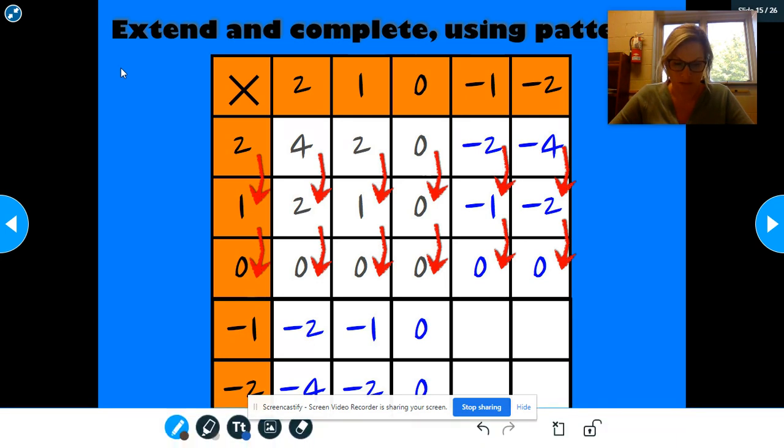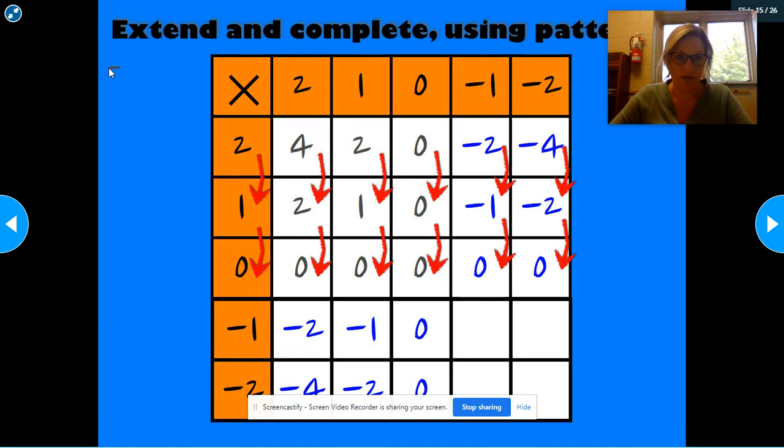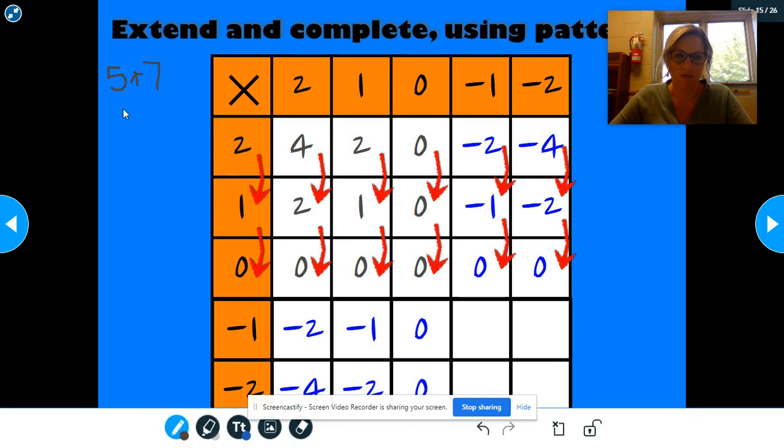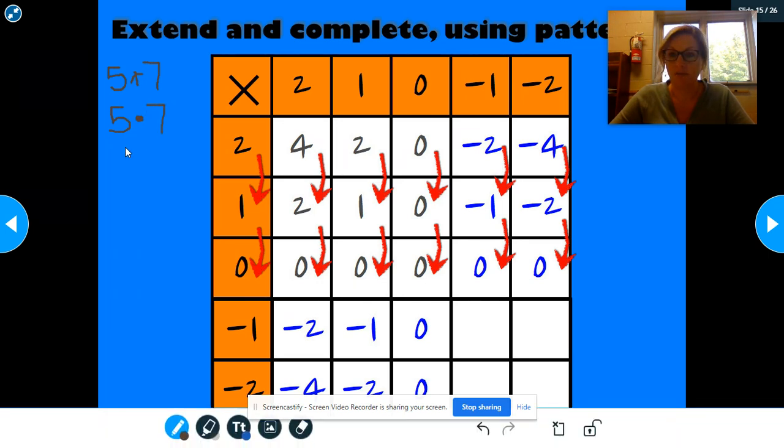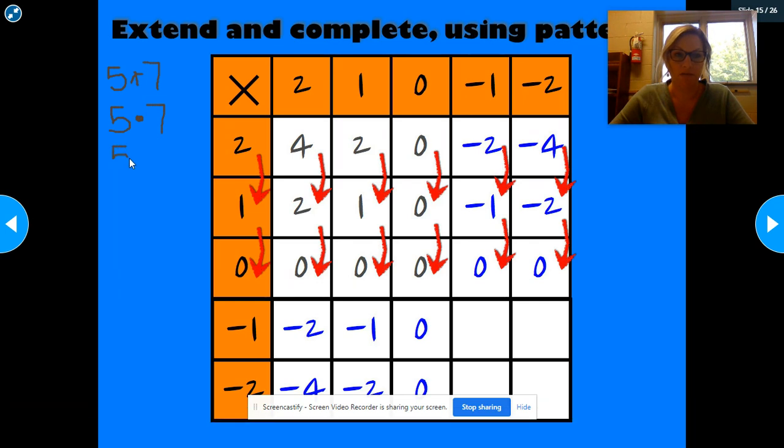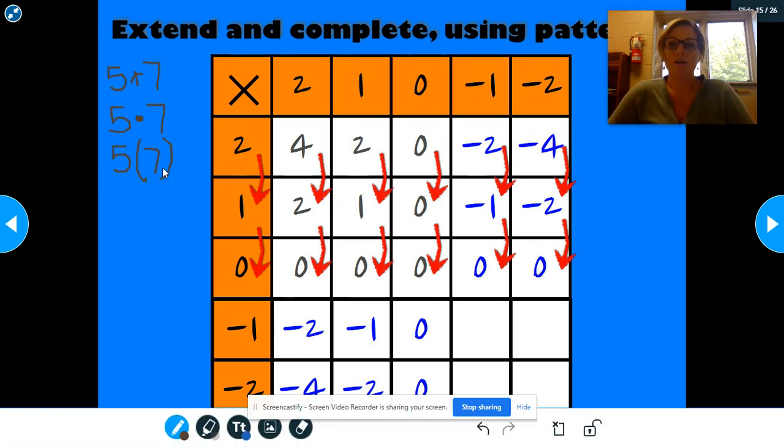First, it can look like this. If you see this, this is probably the way you're used to seeing it. 5x7, 5 times 7. Then there's also 5, a dot, 7. And if there's nothing in between, if it just looks like this, in parentheses, these are all multiplication. These are all the exact same things.